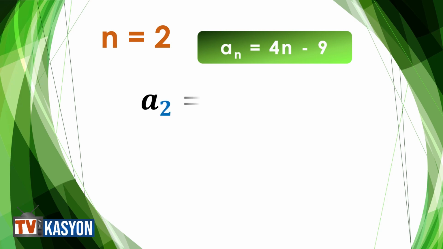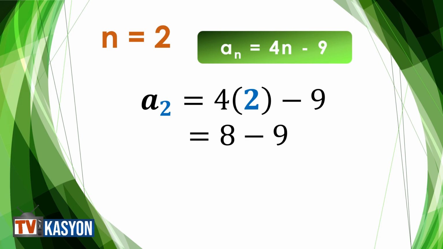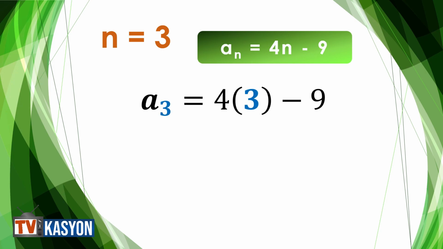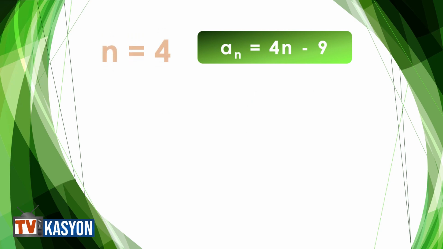For the second term, where n is equal to 2, we write a sub 2 equals 4 times 2 minus 9. 4 times 2 is 8, minus 9, we get negative 1. For the third term, where n is equal to 3, we write a sub 3 equals 4 times 3 minus 9. 4 times 3 is 12, minus 9, we get positive 3.